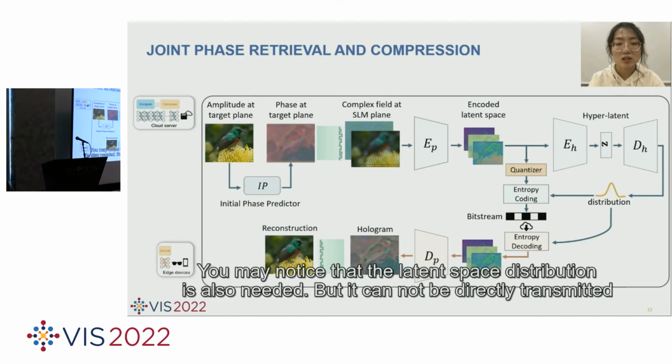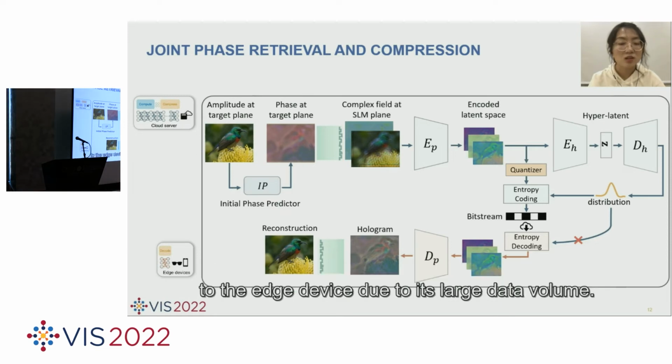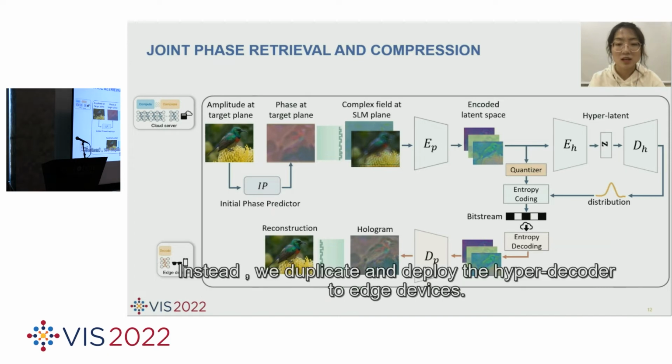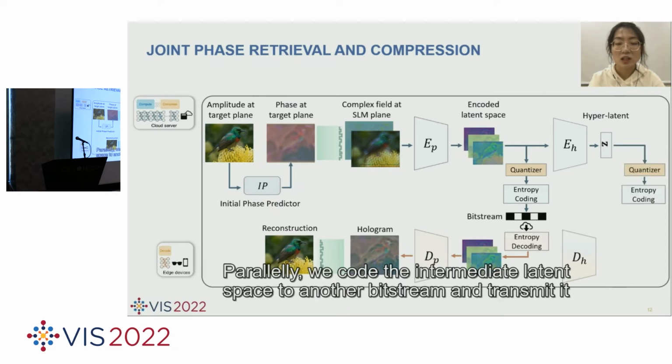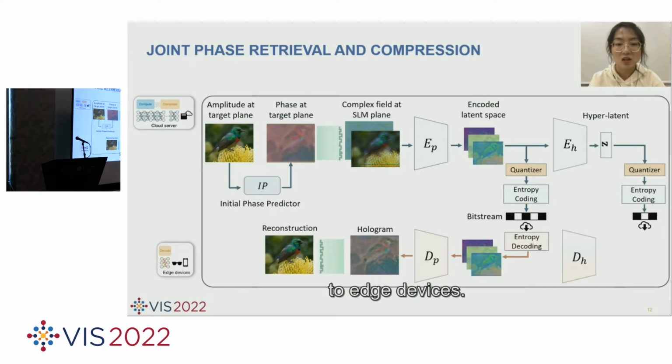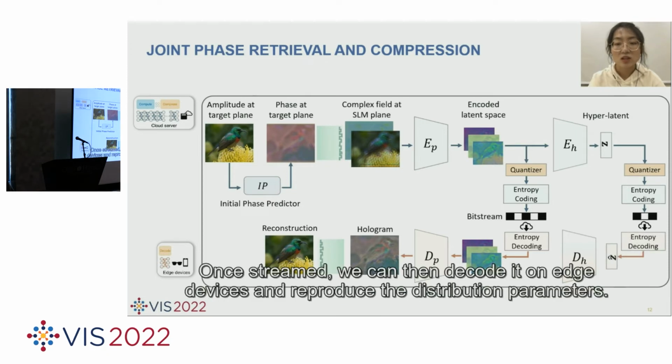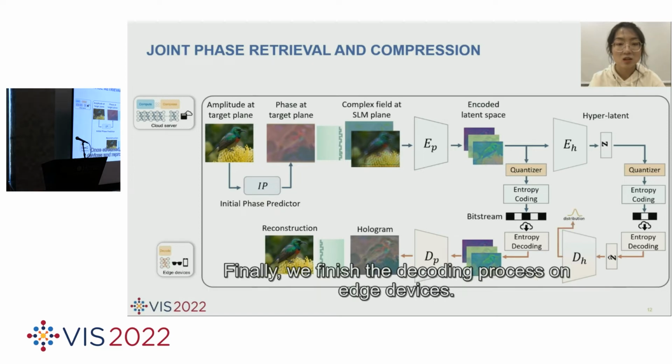You may notice that the latent space distribution is also needed, but it cannot be directly transmitted due to its large data volume. Instead, we duplicate and deploy the hyperdecoder to edge devices. In parallel, we code the intermediate latent space into another bit stream and transmit it to edge devices. With this stream, we can then decode it on edge devices and reproduce the distribution parameters. Finally, we finish the decoding process on edge devices.